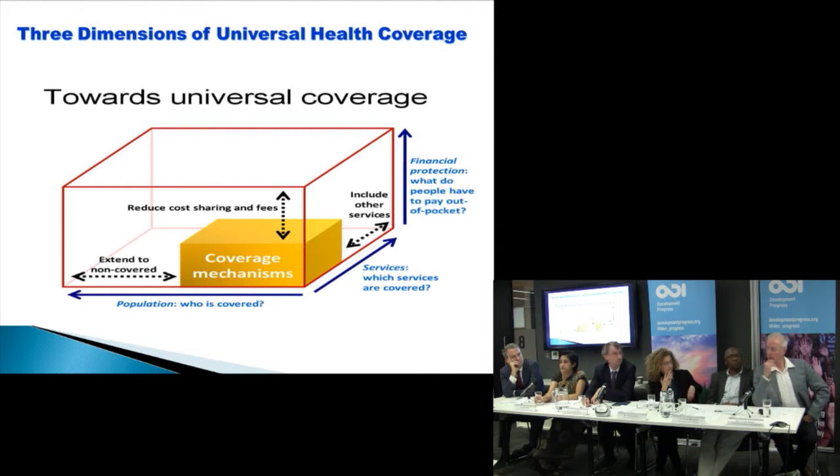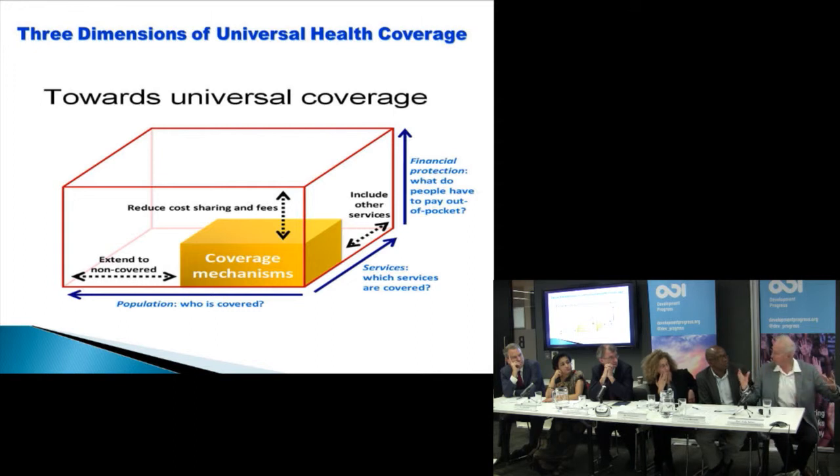Well, what does universal health coverage imply? There's basically three dimensions of universal health coverage. One is extending the current level of coverage to the non-covered, so ensuring that the whole community is covered, the whole population. And that may include in many countries ethnic or religious groups that are marginalized. Then the other dimension is about reducing cost sharing and fees.